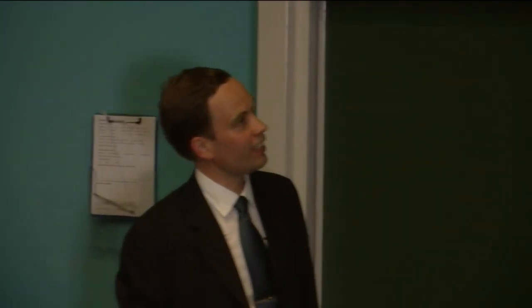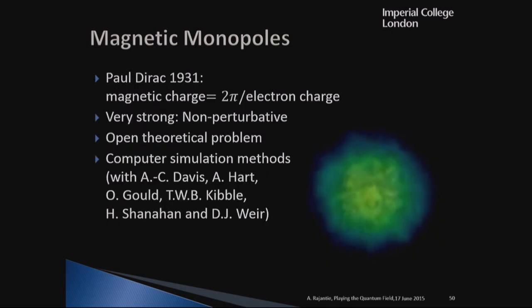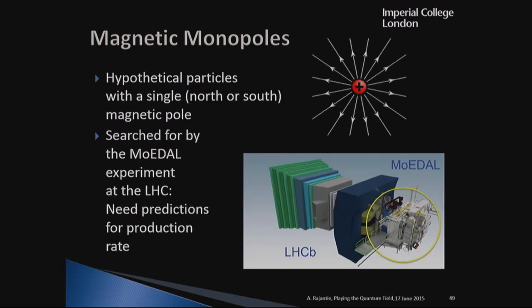And finally, very briefly, I wanted to say something about magnetic monopoles, which I mentioned at the beginning. Hypothetical particles with a single magnetic pole, which we are searching for with the MoEDAL experiment at the Large Hadron Collider. And this is, again, a case where we need a much better theoretical understanding, because in order to make sense of the experimental data, we need to have theoretical predictions that we can compare with.